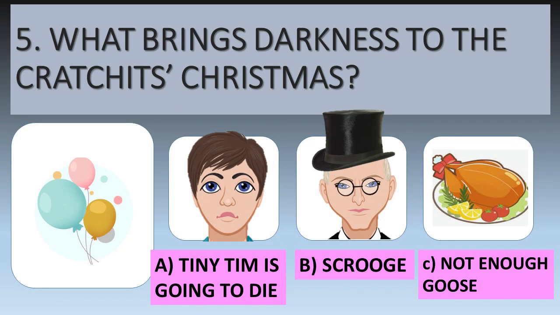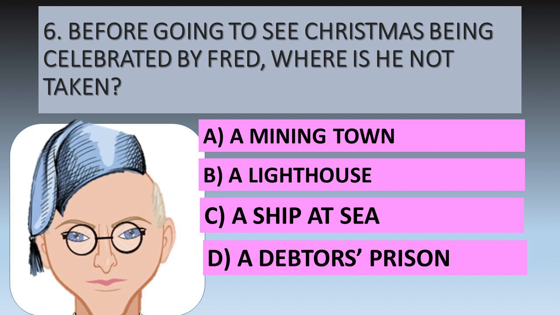Question number 5. What brings darkness to the Cratchits' Christmas? Is it that Tiny Tim is going to die? Is it something to do with Scrooge? Or is it that they do not have enough goose to go round when they eat their Christmas dinner? Question number 6. Before going to see Christmas being celebrated by Fred, the Christmas that he was invited to and declined to attend, where is it he is not taken?